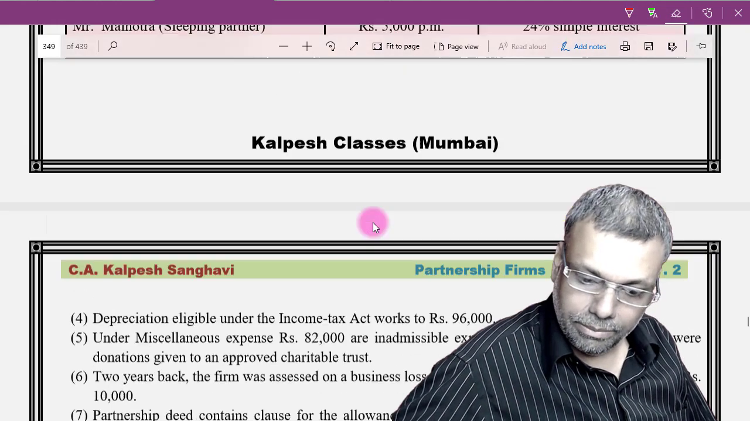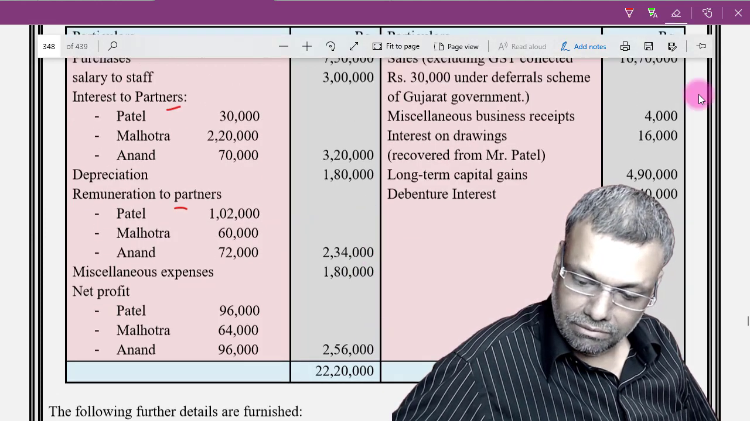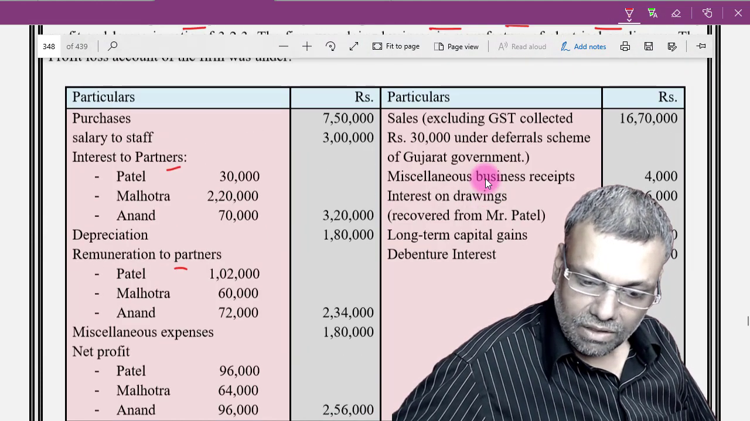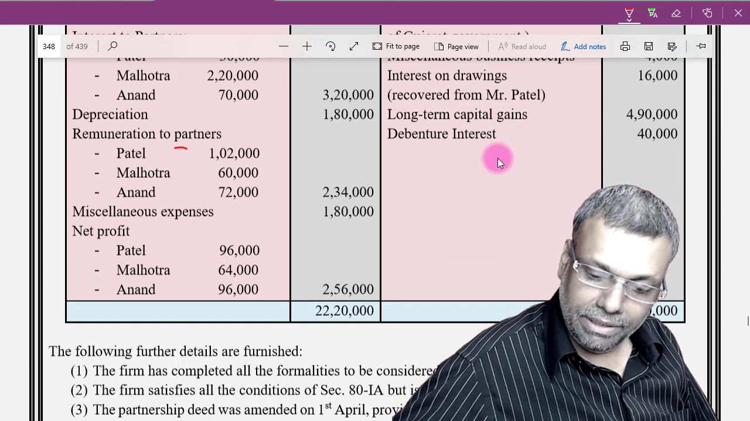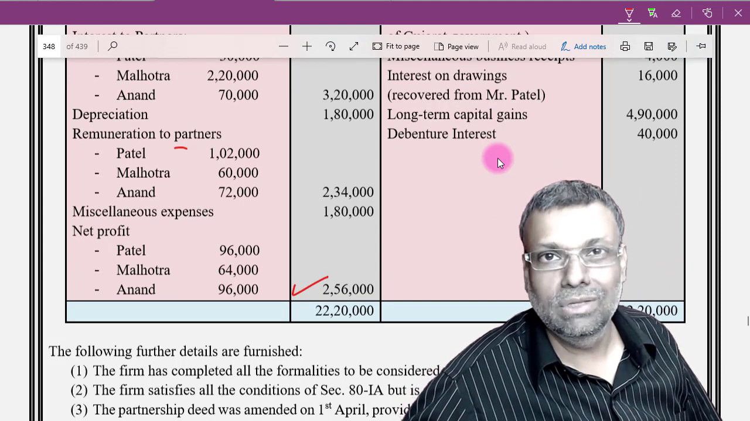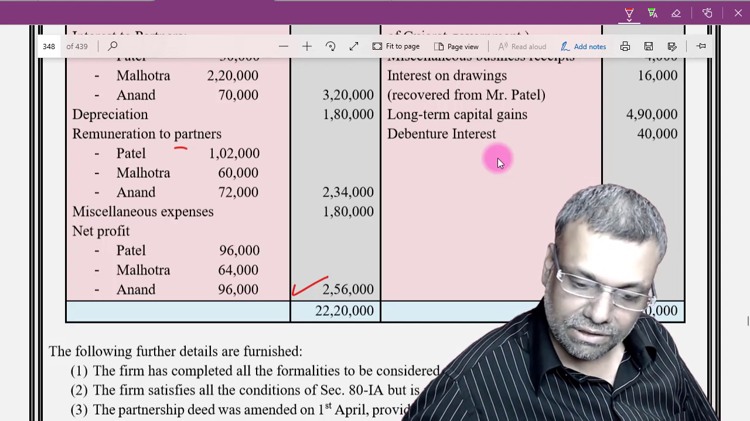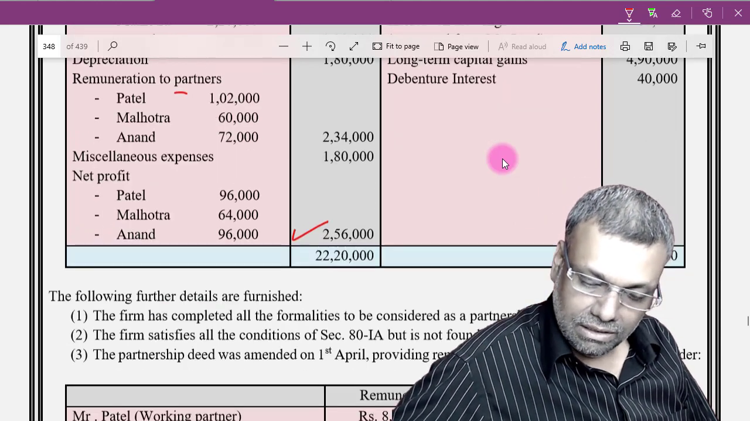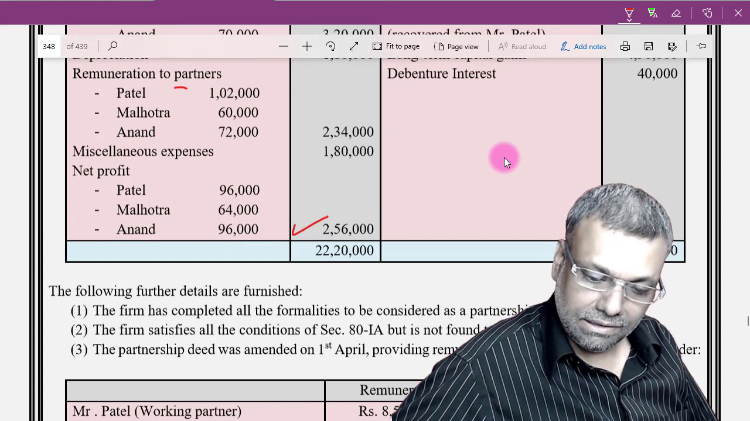But it is there. We will keep it in our back memory. Okay, now straight away let's start with the computation quickly. Profit as per P&L 256. First I will do only without that depreciation adjustment. So first let's finish the routine thing very clearly. Profit as per P&L is 256.